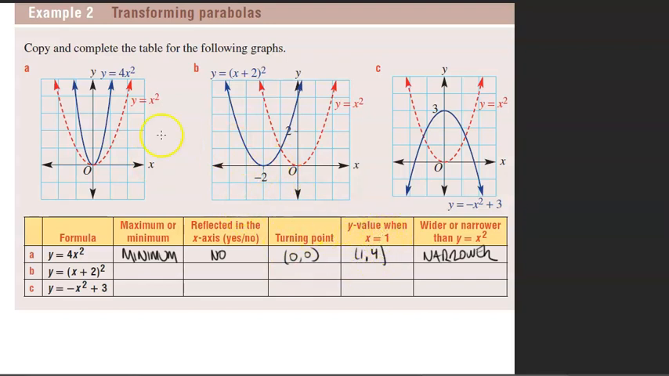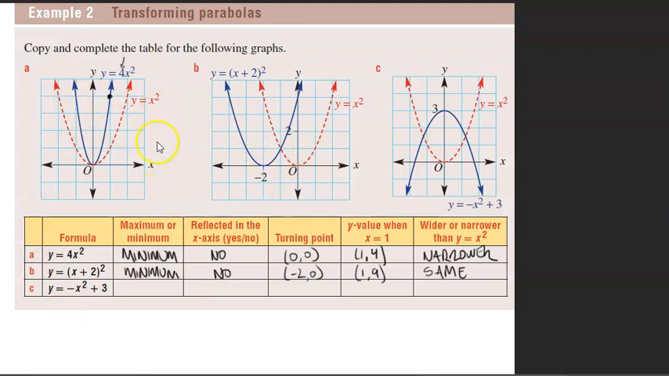So when you substitute x equal to 1 into this formula here, you get 1 squared, which is 1. 4 times 1 gives me 4. And you can see here, when x is equal to 1, y is equal to 4, which is this point here. And is it wider or narrower than the y equals x squared graph? This is narrower. It's skinnier. Because this number is greater than 1, we're expecting the rate of this to shoot up faster. So it will be skinnier or squishier than y equals x squared.